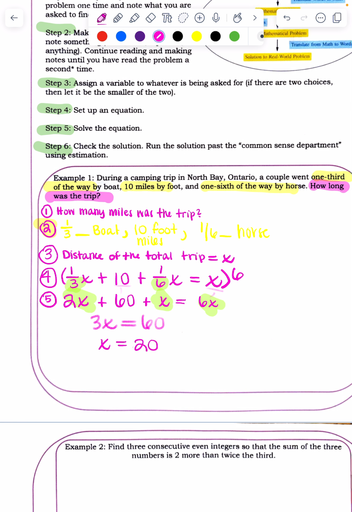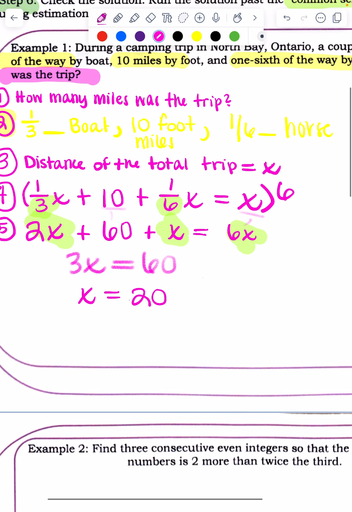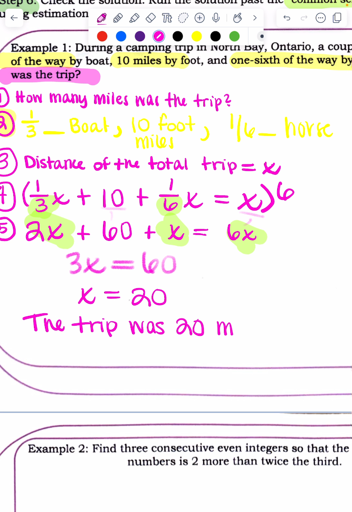That's great, that's awesome. However, I need to make sure step 6 is, aka the common sense department, realizing, hey, can I walk 20 miles? Yes, I can. So I need to make sure when I write my answer, I'm stating the trip was 20 miles long. And you know you absolutely can.